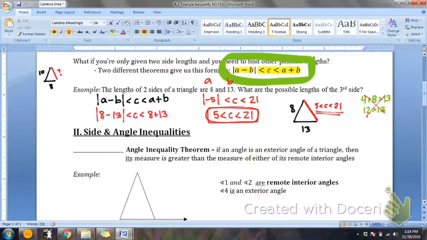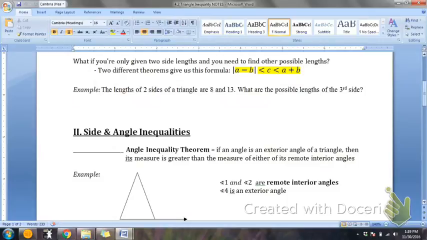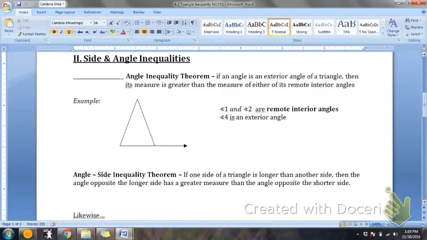All right. We're going to talk about the exterior angle inequality theorem. That's your next line there, is exterior. Exterior is your next blank there. It says if an angle is an exterior angle of a triangle, then its measure is greater than the measure of the other of its remote interior angles.